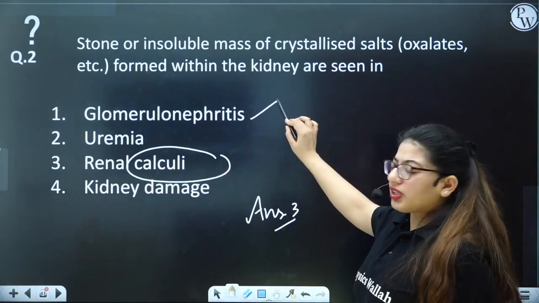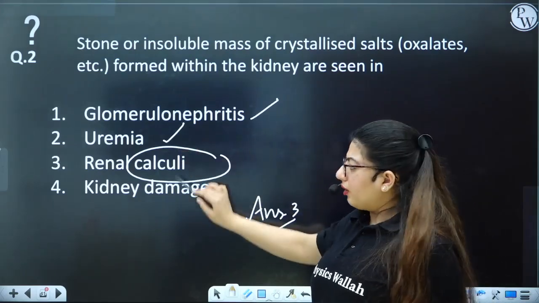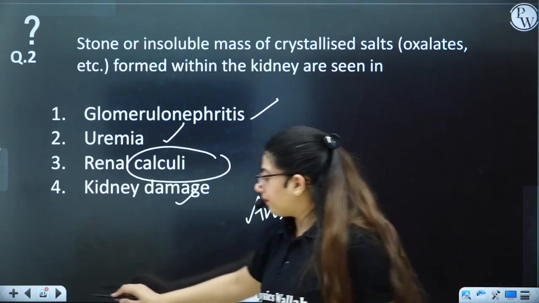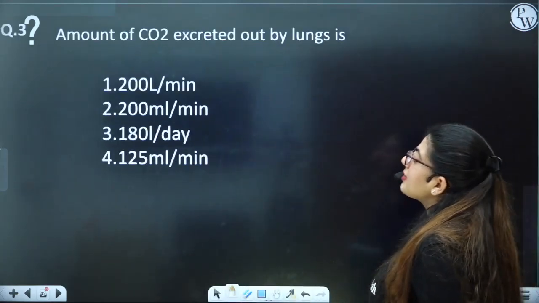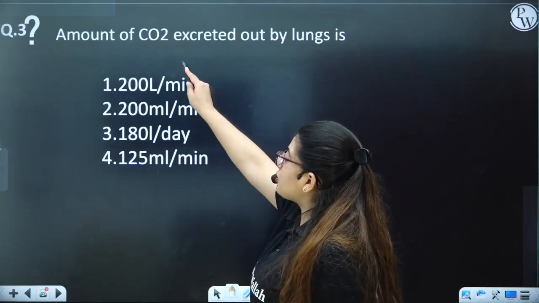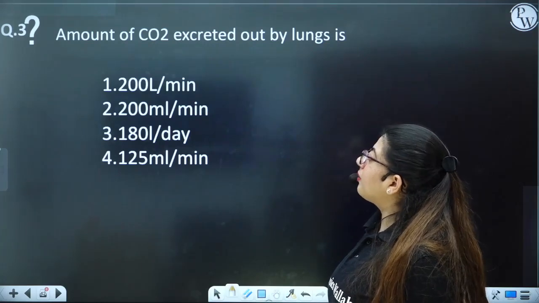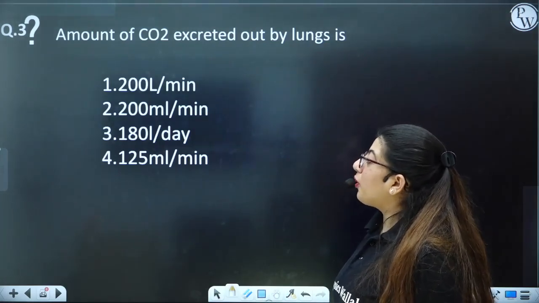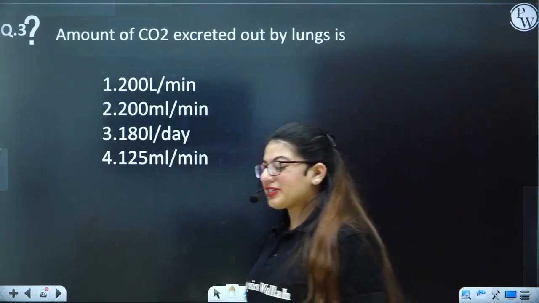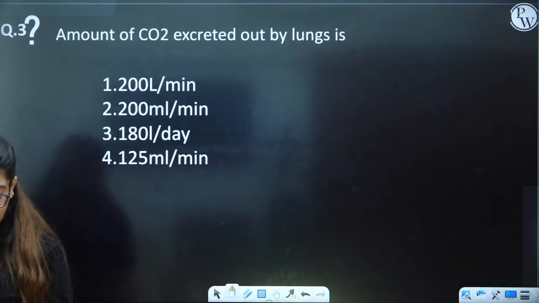This is inflammation in the glomerulus. Uremia is accumulation of urea. Kidney damage is a different thing. Next. The amount of CO2 excreted out by the lungs is? How much CO2 do your lungs excrete? Options: 200 liter per minute, 200 ml per minute, 180 liter per day, 125 ml per minute. Now it's a tricky one, but very easy.